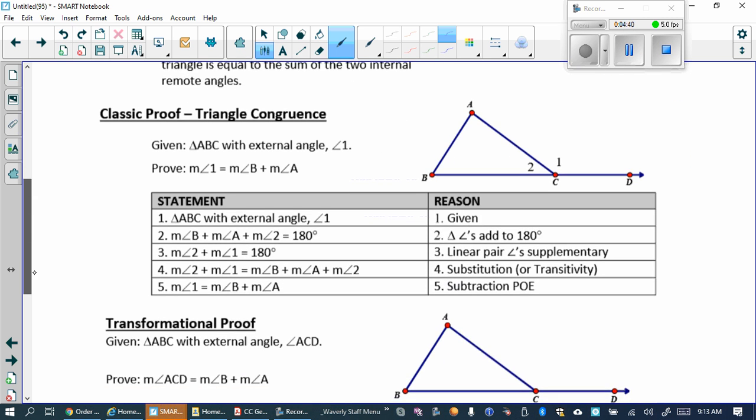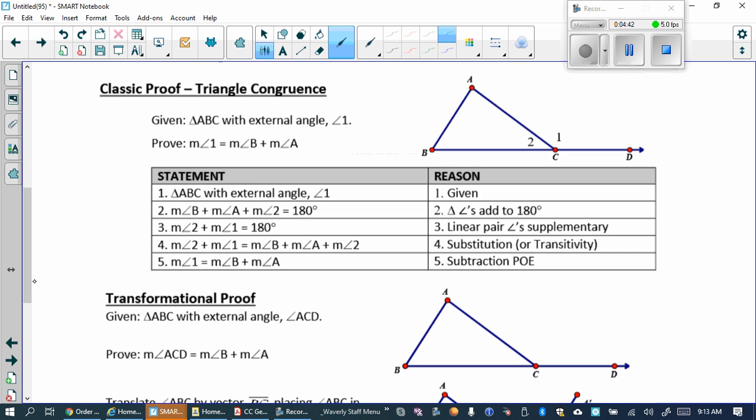So here we go. Here's the two-column proof. So what are we given? Triangle ABC, with external angle, they call it angle 1. And then we also have an angle 2 here. They want us to prove that angle 1 is equal to the sum of angle B plus angle A. In other words, they want us to prove the exterior angle theorem. Okay?